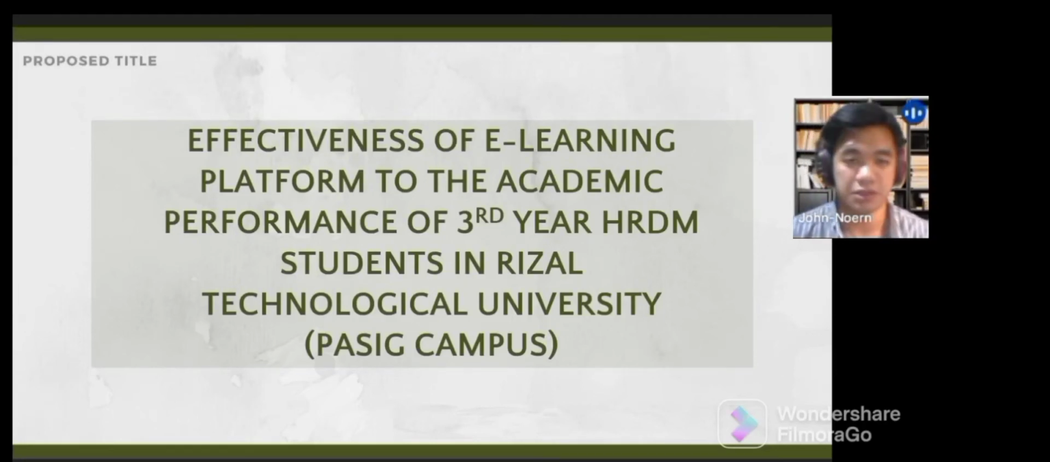I am John Owen G. Marqueses, and today we will discuss our research entitled Effectiveness of E-Learning Platform to the Academic Performance of Third-Year HRDM Students in Rizal Technological University, Pasig Campus. And here are my group mates.